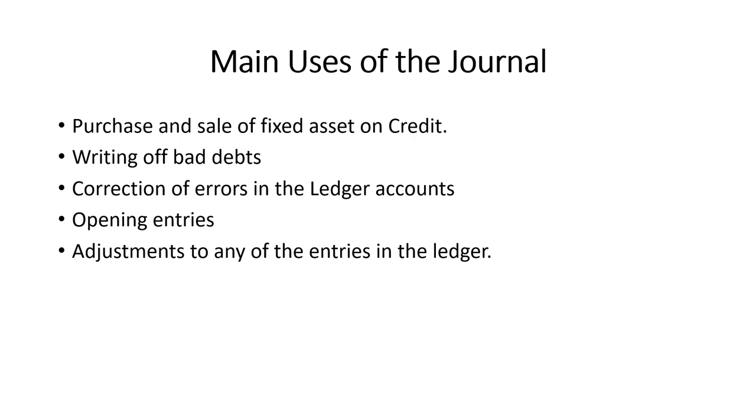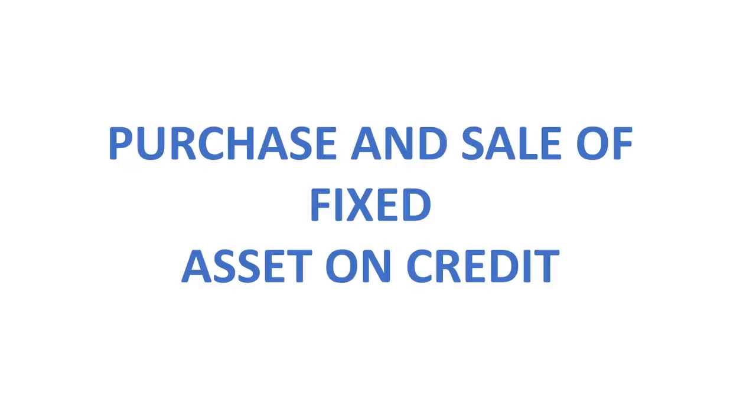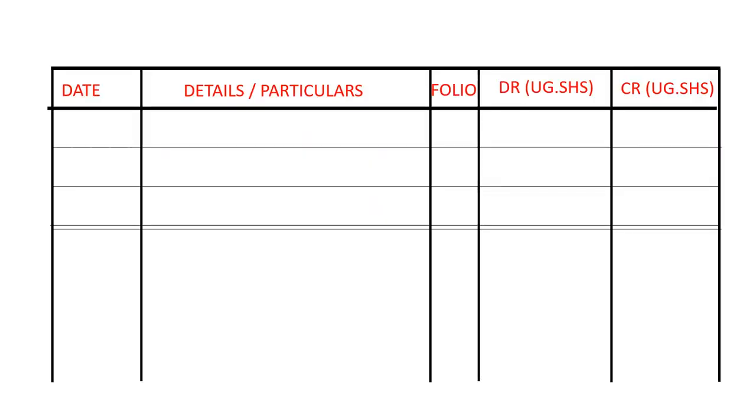So let's get straight into the gist of the matter. Let's look at how a general journal looks. But first, as we look at the general journal, we can use it for purchase and sale of fixed assets on credit. Let's look at that. Before we go into a worked example on that, that is how a general journal looks.